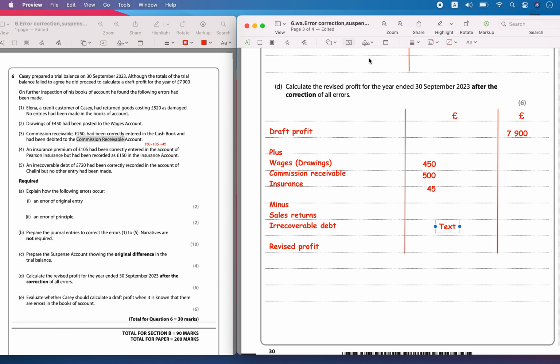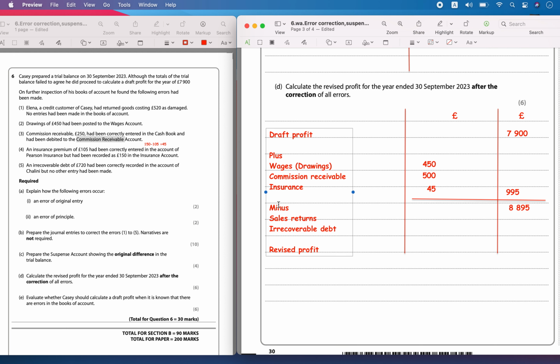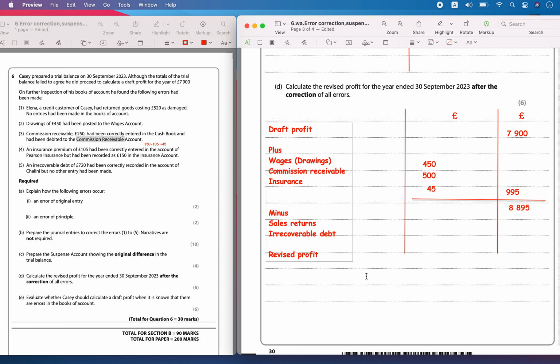And then let's add up these. So these add up to 995. Now let's add up this value. So it is going to be 8,895. So 8,895, and then minus the sales return.